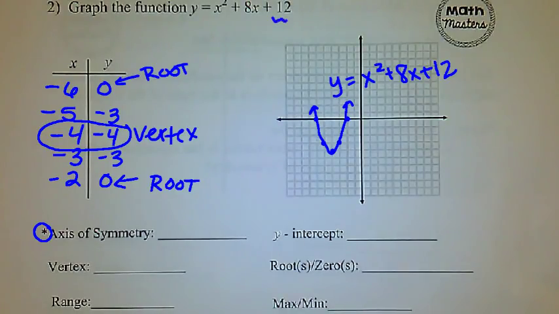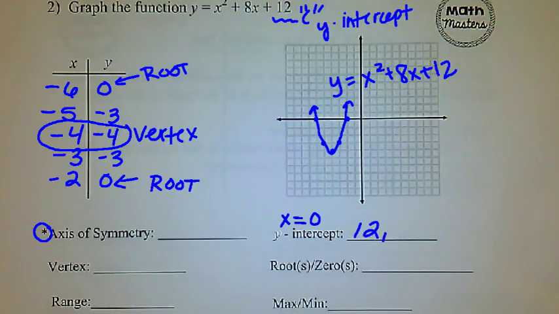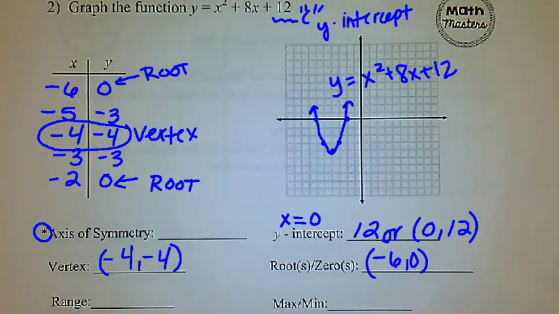Now remember, our C value is our y-intercept. You can look on your coordinate or on your table in your calculator, but just remember that's when x is equal to 0. So that would be 12, or (0, 12). Our vertex is (-4, -4). Our roots are (-6, 0) and (-2, 0).